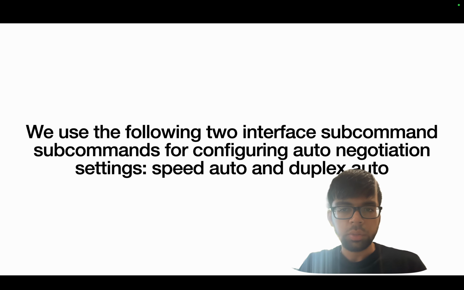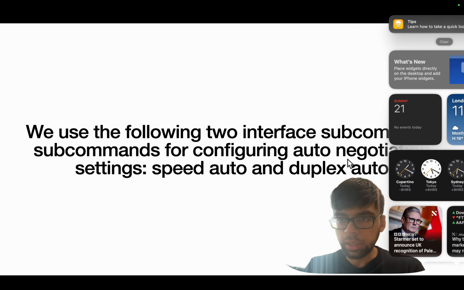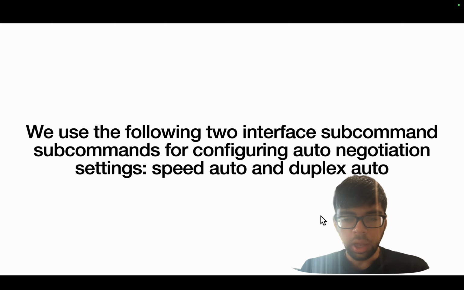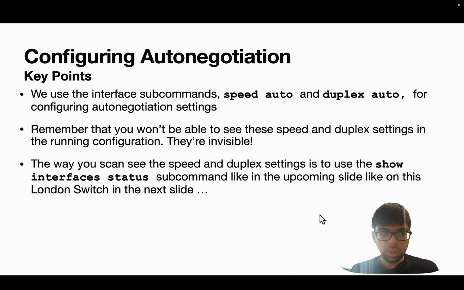Right, so let's talk about the configuration of auto negotiation. When we want to configure auto negotiation, there are two interface subcommands we want to use: speed auto and duplex auto. So you can use speed auto and duplex auto for the configuration of auto negotiation.